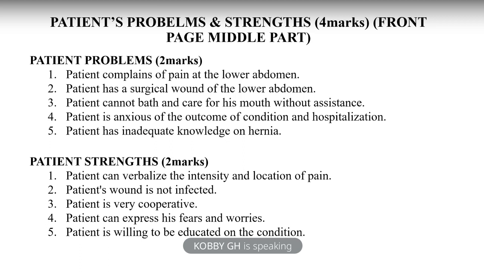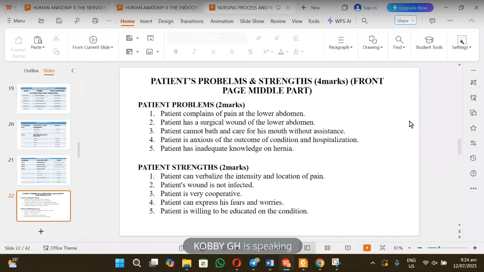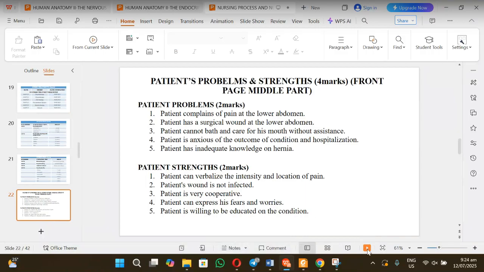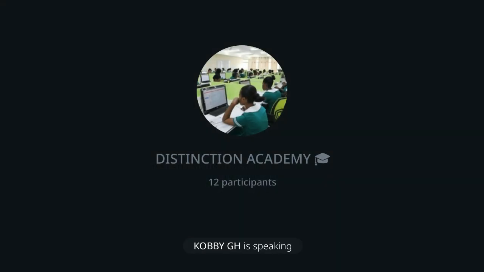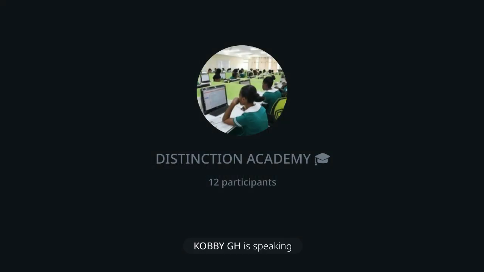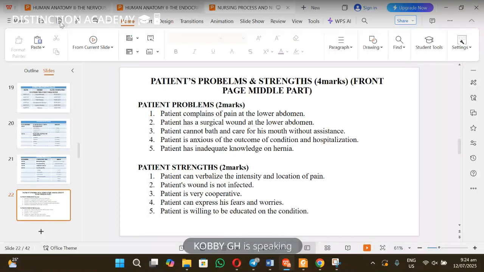Now let's look at a patient who has a surgical wound. Okay, a patient is having a surgical wound. How do we write the problem? Patient has a surgical wound at the lower abdomen. Okay, so patient has a surgical wound at the lower abdomen. How do we write the strength? Yes, how do we write the strength?